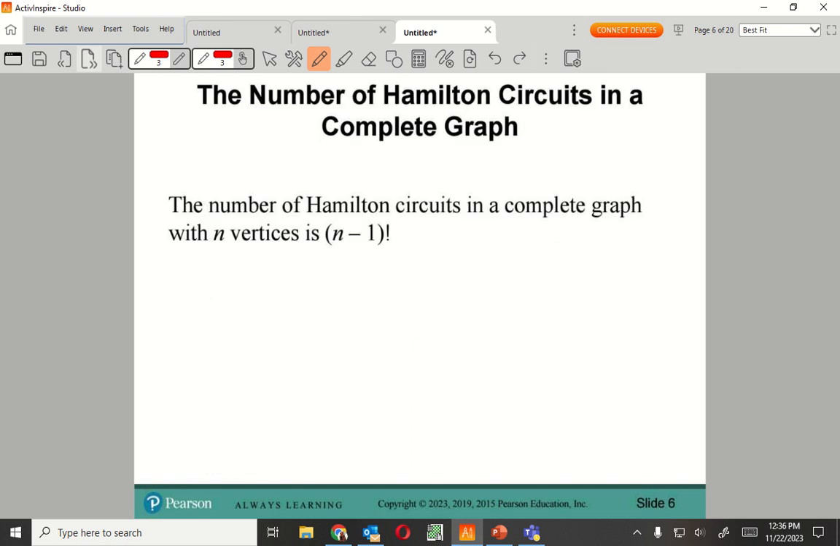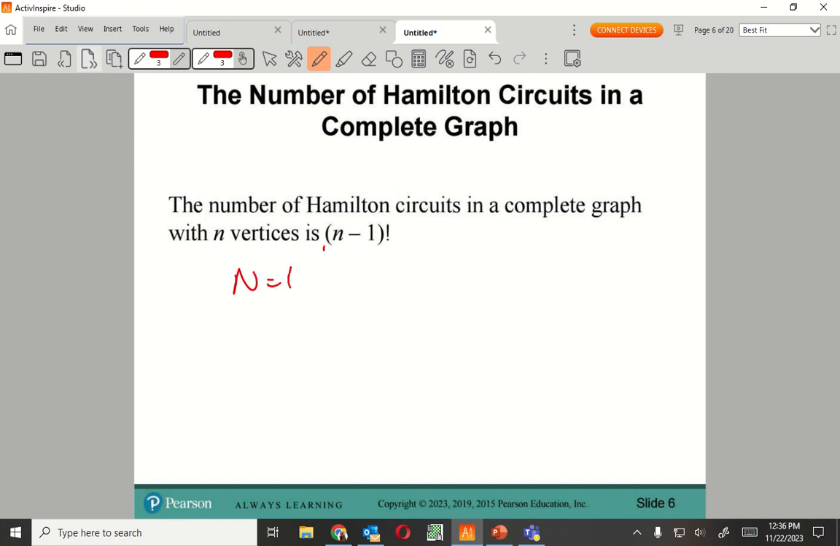Now, the number of Hamilton circuits in a complete graph with n vertices is n minus 1 factorial. N stands for how many vertices I'm using. Number of vertices, right? Good. Factorial, n minus 1, we do the math on the inside, and then factorial means we take that number and multiply by all the previous numbers.